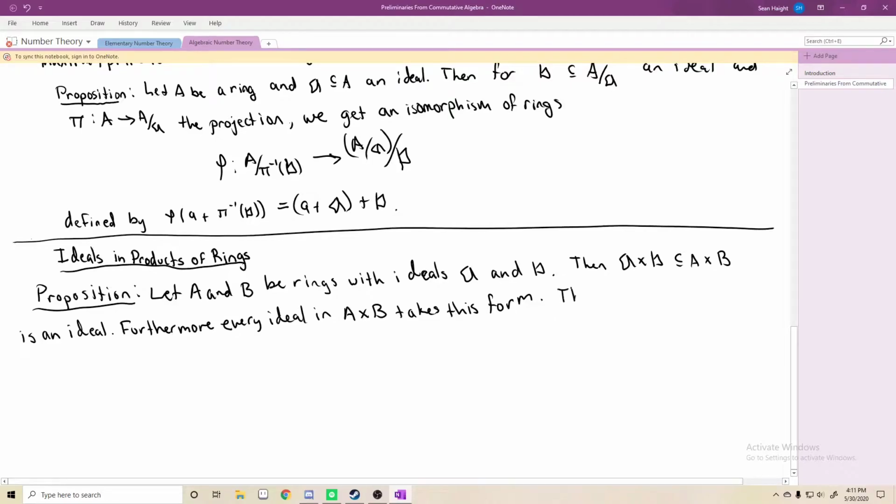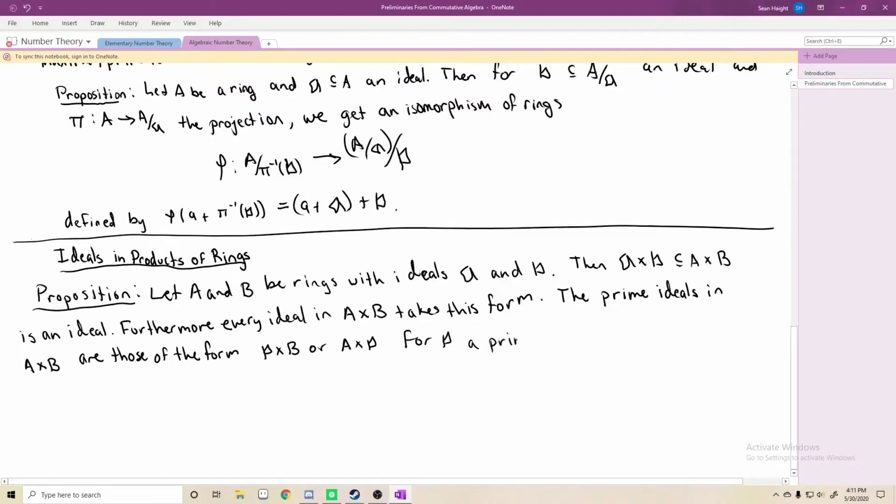And I can tell you exactly which ones are the prime ideals in the product. The prime ideals in A × B are those of the form P × B or A × P for P a prime ideal of A or B.